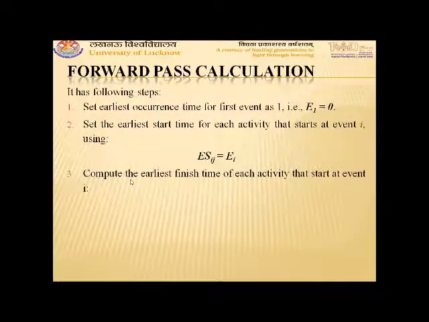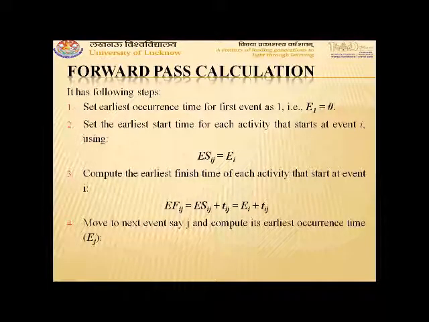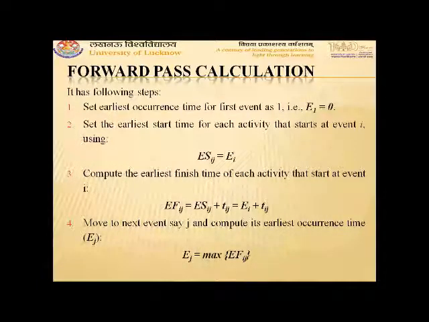Then compute earliest finish time for each activity that starts at event I using the formula EF_IJ is equal to ES_IJ plus T_IJ, or you can say E_I plus T_IJ, where T_IJ is the duration of the activity and EF_IJ is earliest finish time of the activity. Next step states that move to the next event, say J, and compute its earliest occurrence time using that E_J is equal to maximum of EF_IJ.